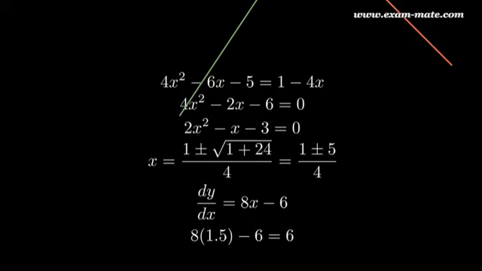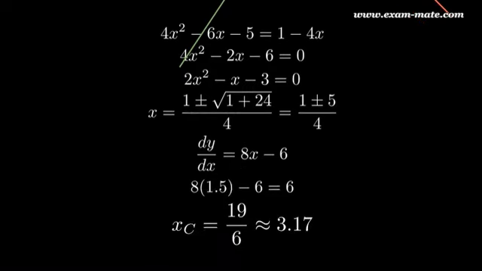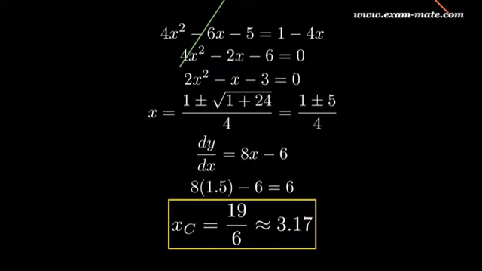To find point C, we solve 6x minus 14 equals 5. This gives us x equals 19 over 6, or approximately 3.17. Therefore, the x-coordinate of point C is 3.17, correct to 2 decimal places.